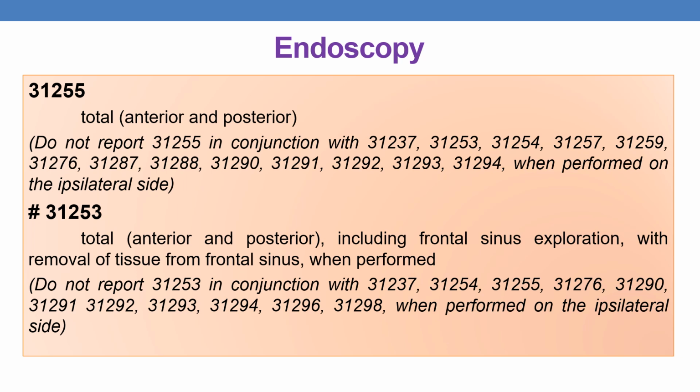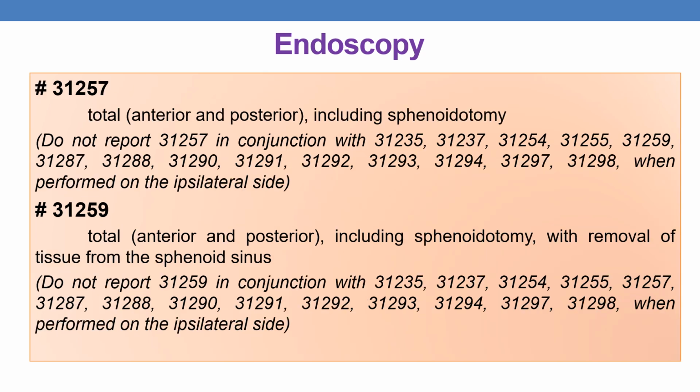And do not report 31253 in conjunction with the below listed CPTs whenever they are performed on the ipsilateral side. The next CPT is 31257. It deals with nasal or sinus endoscopy, surgical with ethmoidectomy, total, including sphenoidotomy. The next is 31259. It deals with nasal or sinus endoscopy, surgical with ethmoidectomy, total, including sphenoidotomy with removal of tissue from the sphenoid sinus.